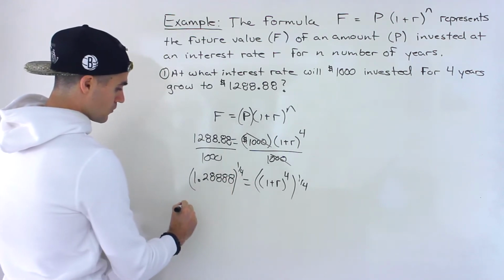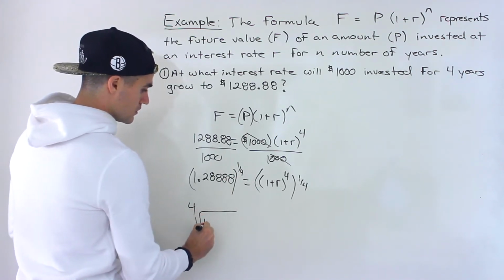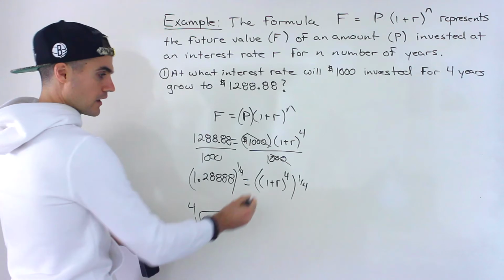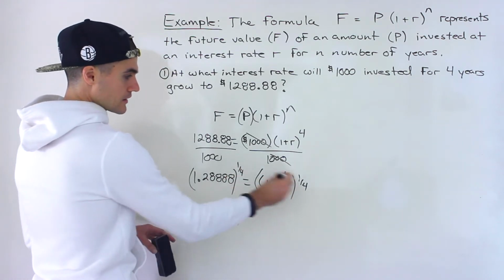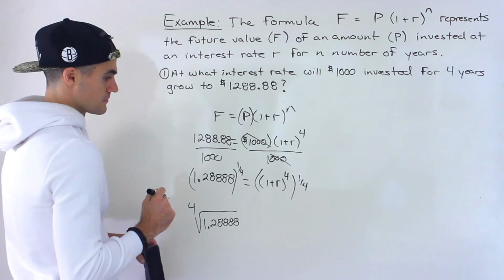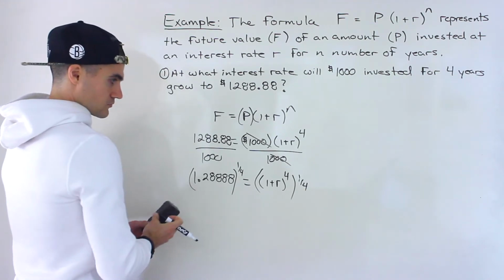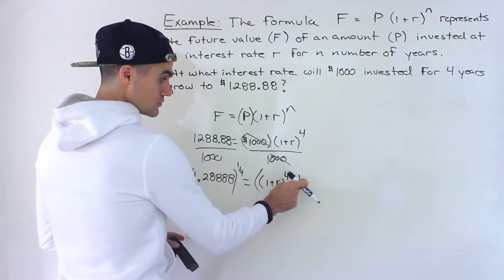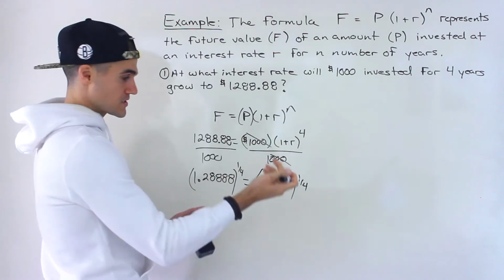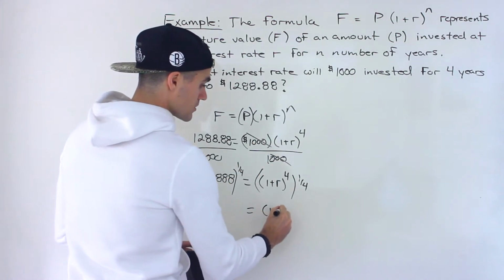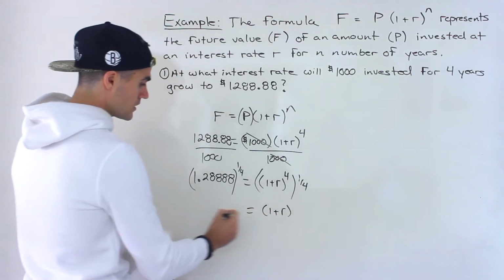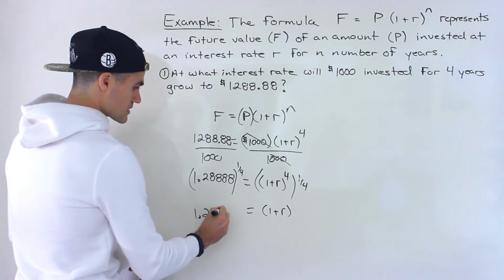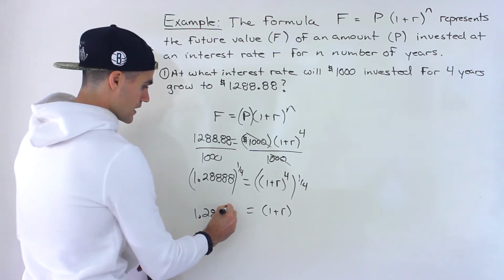Another way this could be written is the 4th root of this amount, and then the 4th root of this. Personally, I like to use rational exponents. From here, this times this is just 1. If you multiply something by its reciprocal, it's always going to be 1, so we'd end up with 1 plus R to the power of 1, which we don't have to write. And then this over here, let's just leave as is for now.